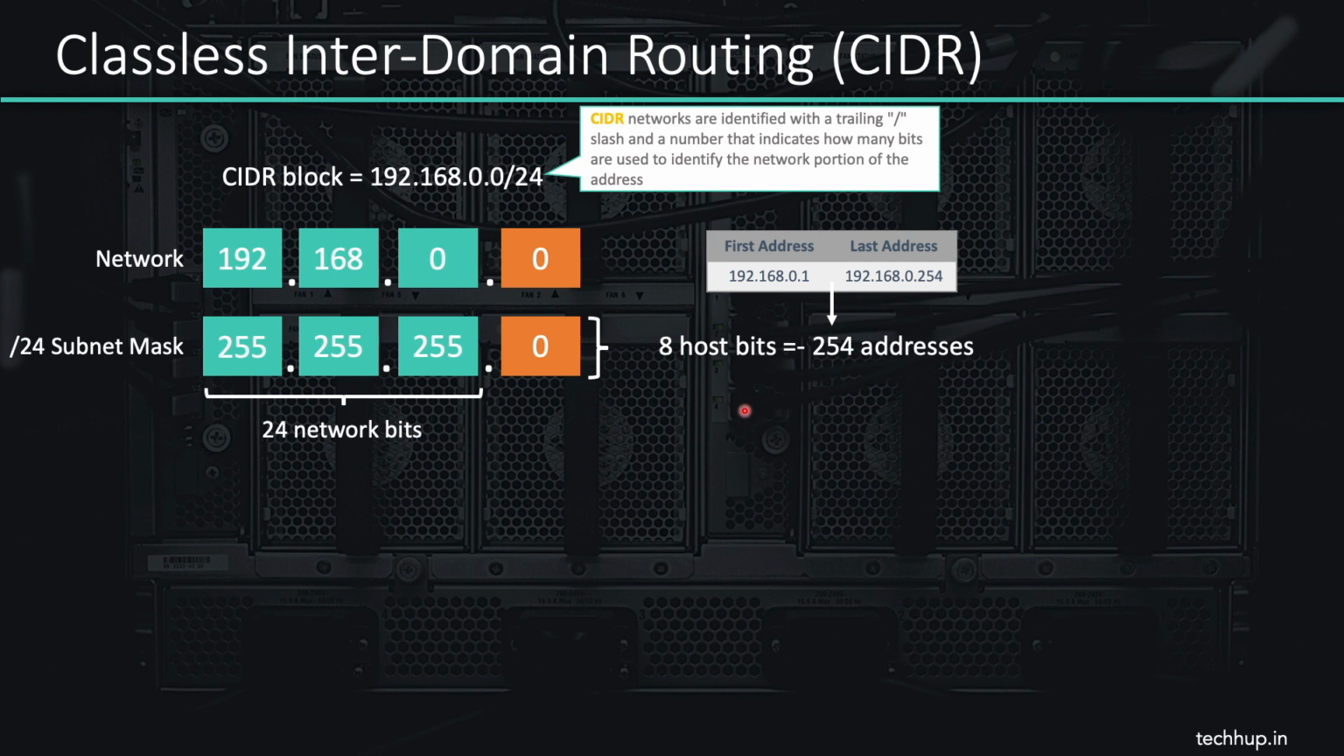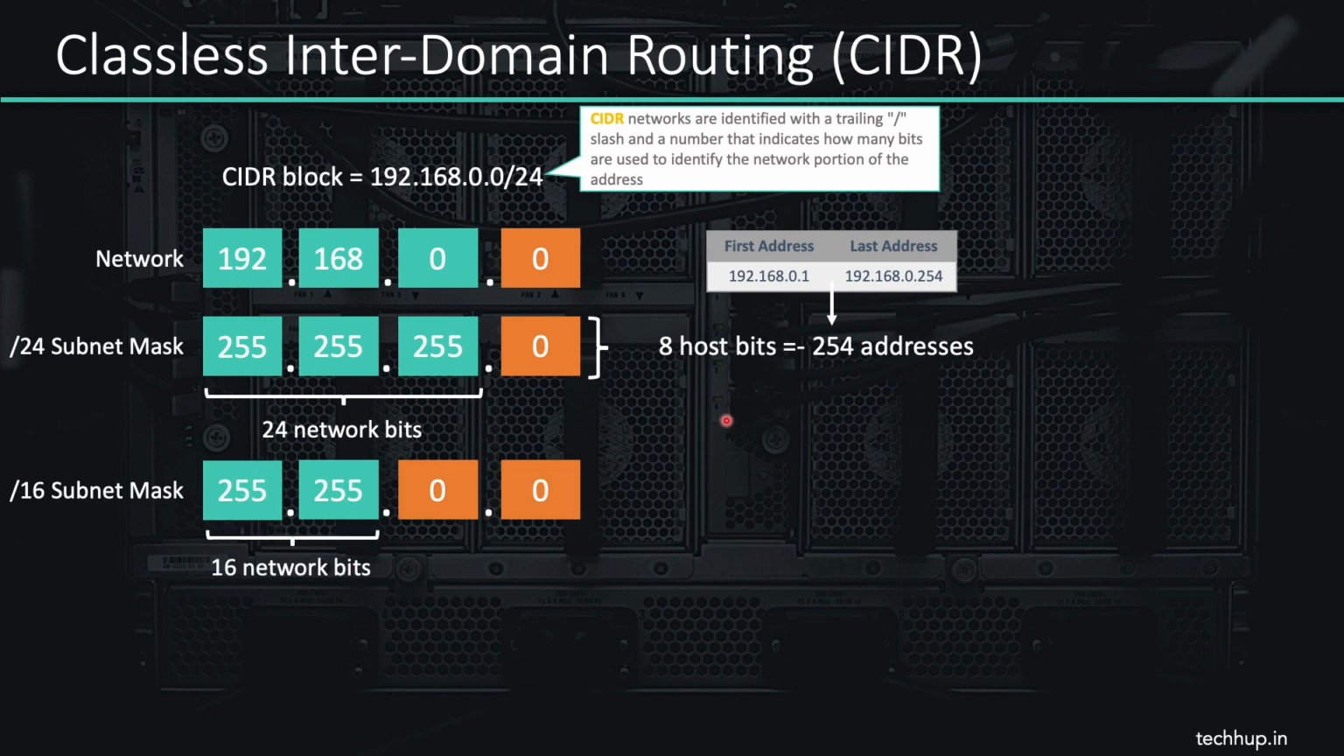Now let's have a look at a 16-bit subnet mask. So with the same network, 192.168, we are using a different subnet mask, a non-standard one in this case, because if you remember correctly, 192.168 is typically a class C network. But remember, we are now talking about classless IP addresses.